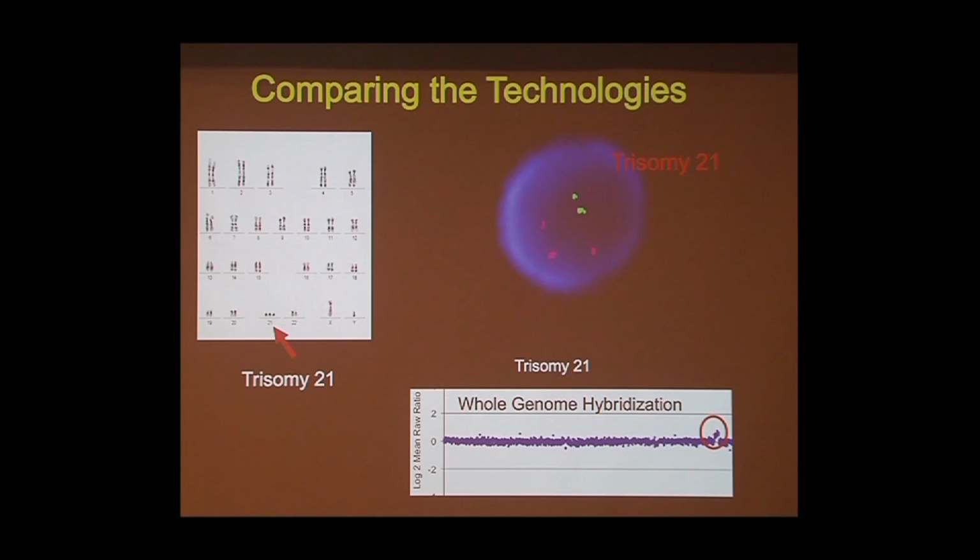And to show you the different technologies that I talked about, here's the karyotype, fluorescent in situ hybridization, and comparative genome hybridization. So here we see three 21s right here. And if you look over here, you see red, red, red. These indicate three 21s. And over here, if you look at the ratio of two genomes, this little blip is indicating an extra 21 chromosome. So this is basically all the chromosomes lined up, and down here at 21, there's an extra 21 chromosome. So these are three different ways of getting to that result.